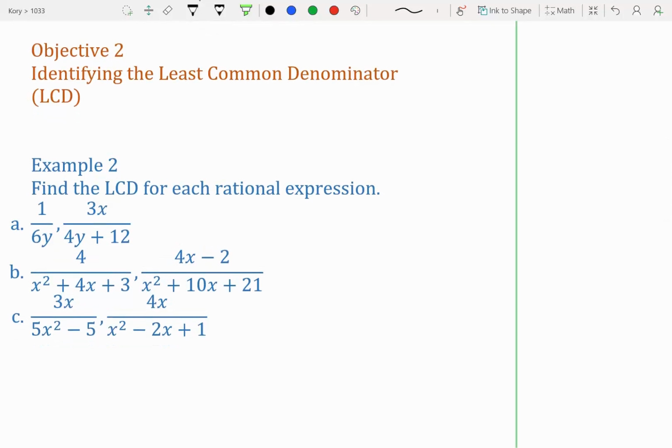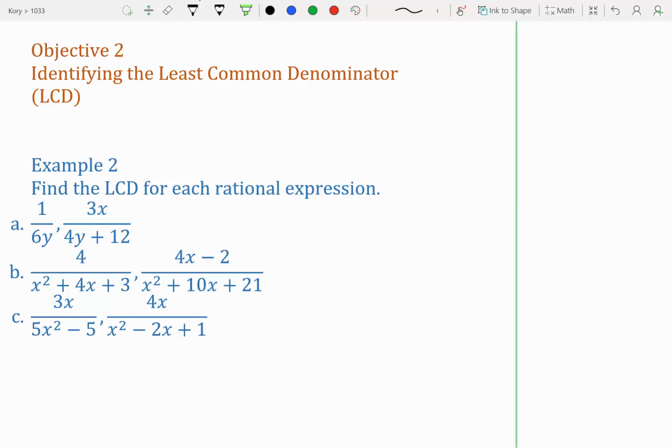Objective 2. Now we're going to be adding with unlike denominators. So we need to find the LCD first. So that's what we're going to do here, because it's going to help us later on when we have different denominators and finding the LCD. So LCD, remember, is the least common denominator. Let's take a look at our first one, A.